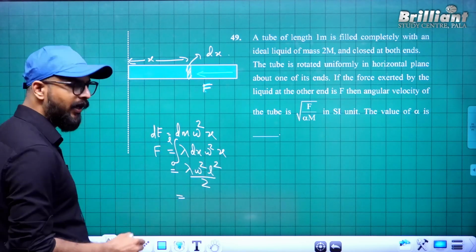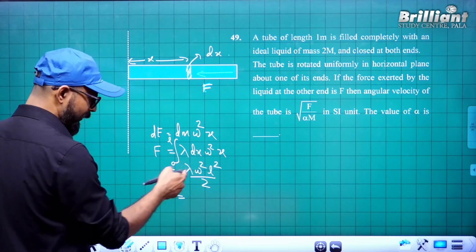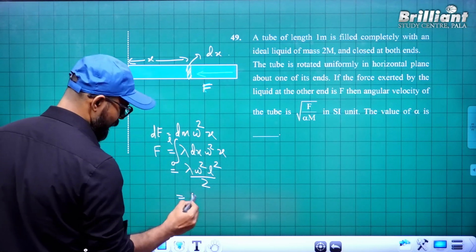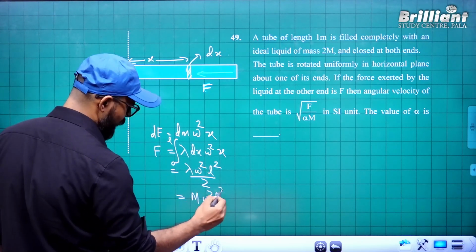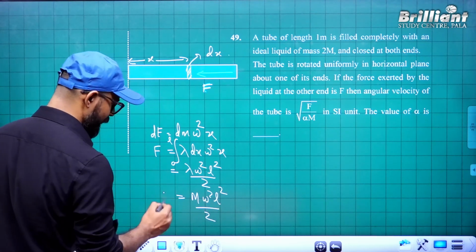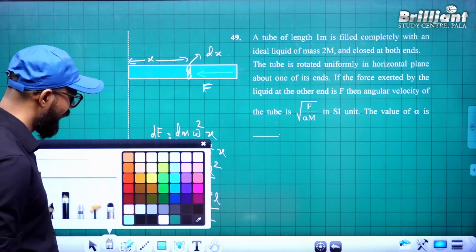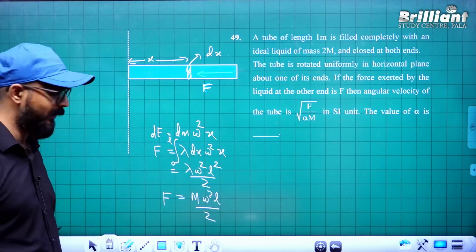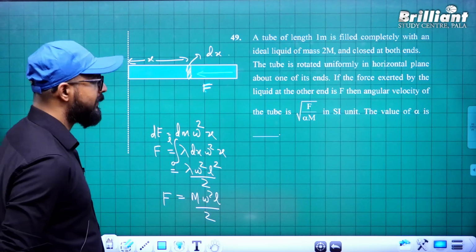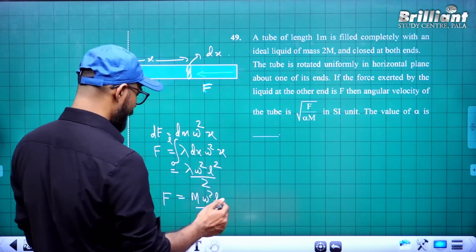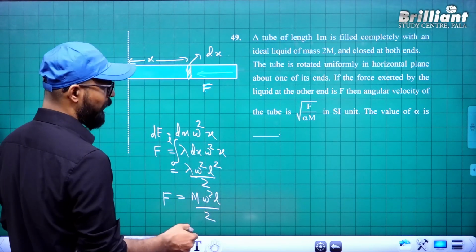And we know lambda into L will give us mass. So the answer is m omega square L square by 2. Not L square, L by 2. M omega square L by 2, since one of the L is already taken. They're asking what is the value of alpha, so we have to rewrite this equation.